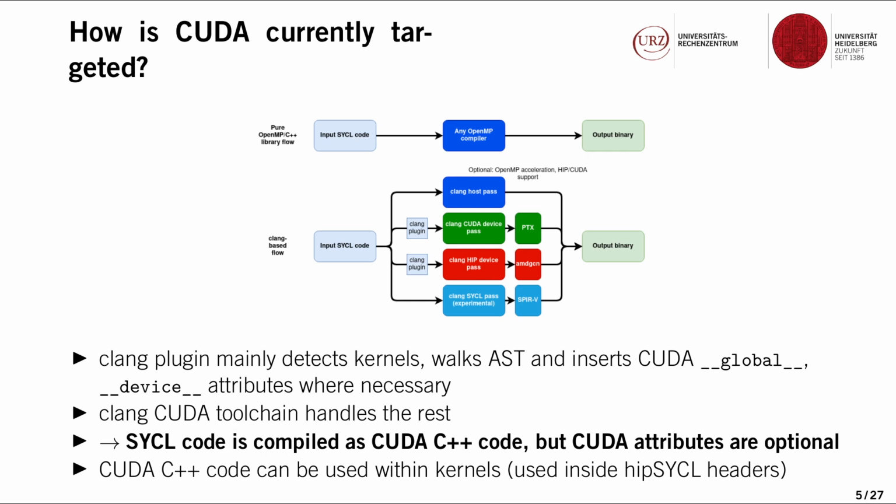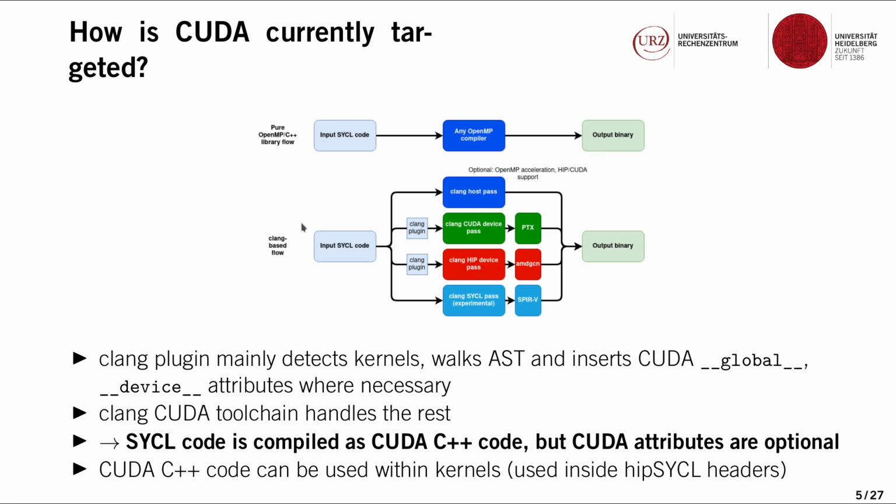Currently, HipSYCL supports two compilation flows. One is the pure OpenMP C++ library flow, where input SYCL code is ingested by any OpenMP C++ compiler, which then produces an output binary for the host. This can be used to run on any CPU.